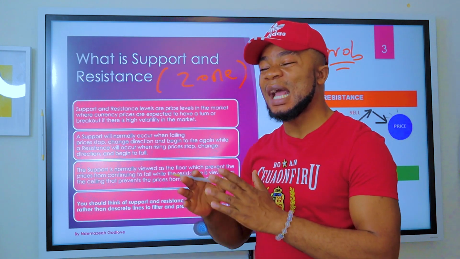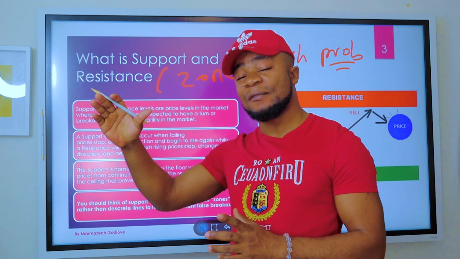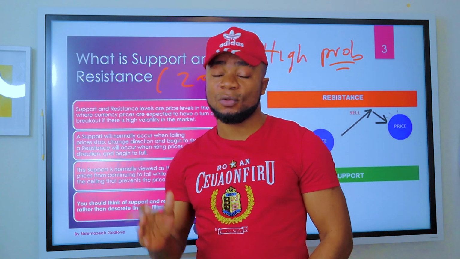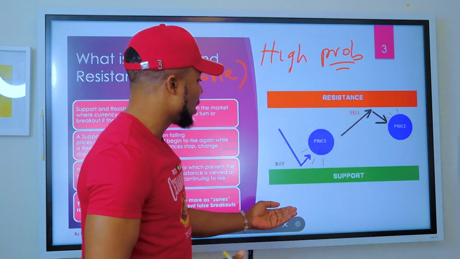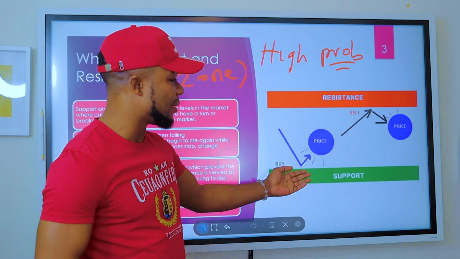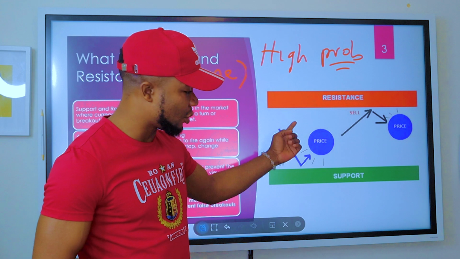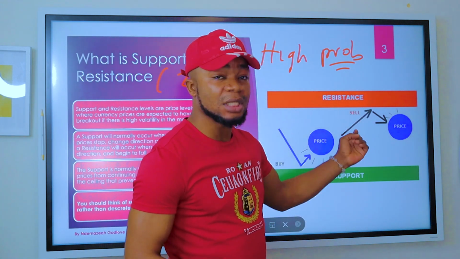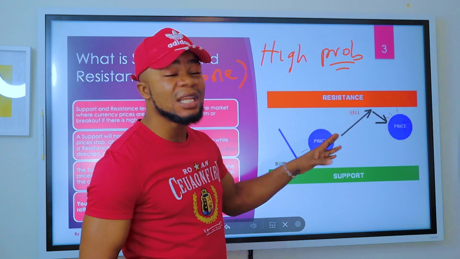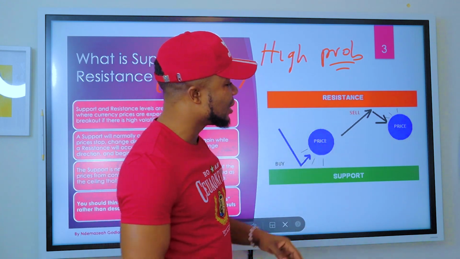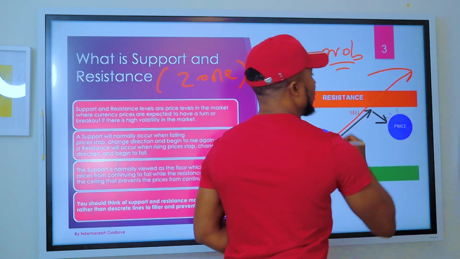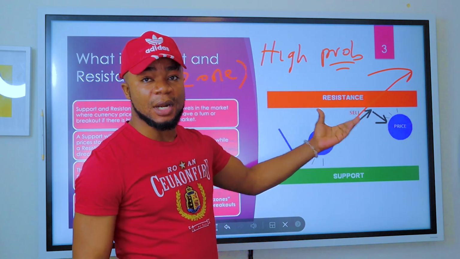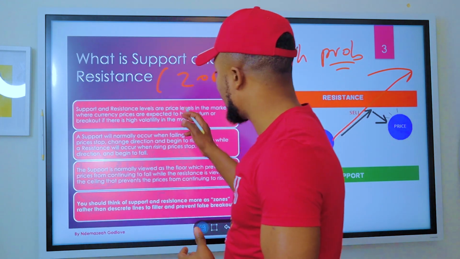Those are levels where there's a high probability that the market might have a turn, or, if there's high liquidity in the market, might break that level. That is why, if you see here, we have support and resistance. The market came here and had a turn, a reversal. And when the market got here, there was a reversal. If there's high liquidity, the price can break the support or the resistance level. That is what I'm explaining on that point.